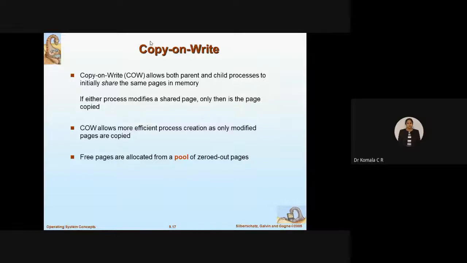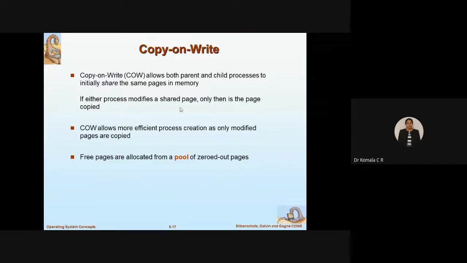Understand? So copy on write allows both the parent and child process to initially share the same pages in memory. Sometimes in the main program you will have a subprogram also, right? The main process I will call the parent process, and the subprogram I will call the child process. Whatever data the parent process uses can be shared with the child process also. So initially the same pages will be shared between both the parent and the child.